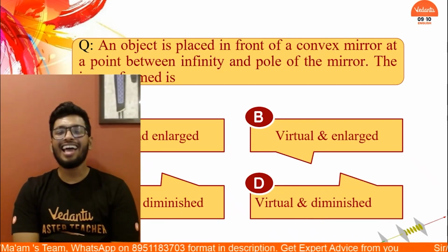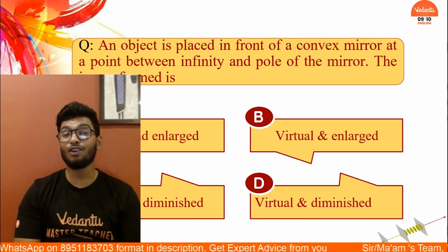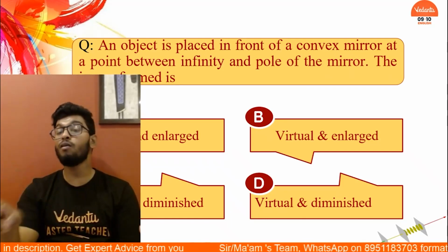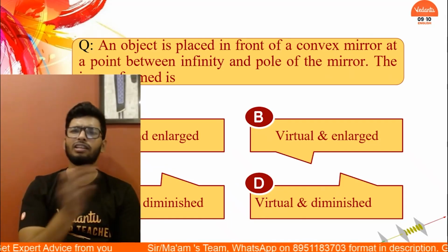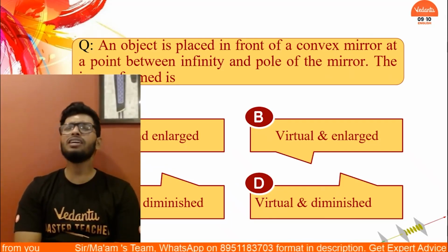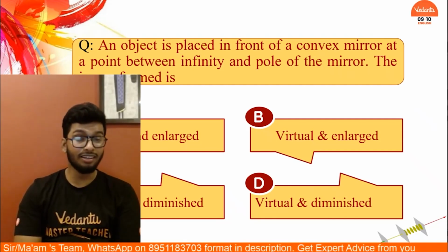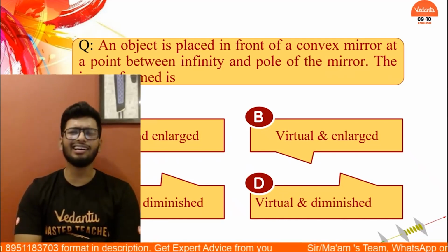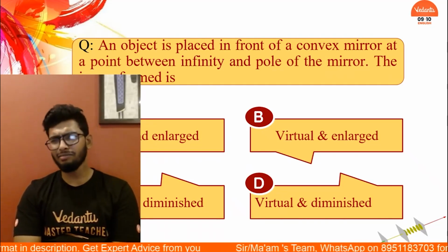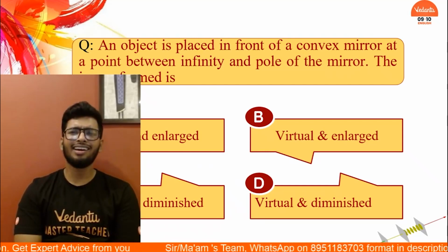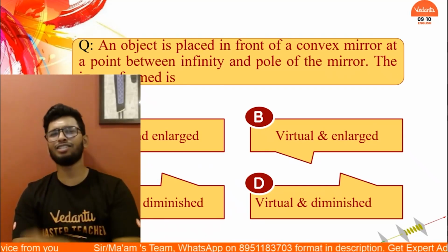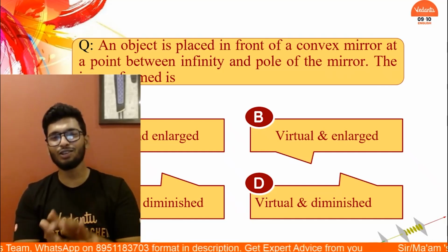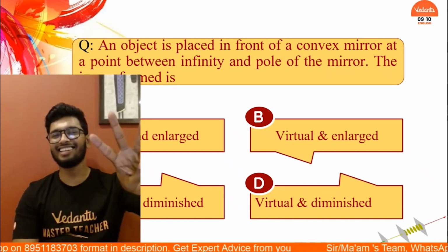Here's another one. An object is placed in front of a convex mirror at a point between infinity and the pole of the mirror. So the object is placed between infinity and the pole. The image formed is real and enlarged, virtual and enlarged, real and diminished, or virtual and diminished. I'm pretty sure you have already put the answer in the chat box. Hats off, kudos to you people. Let me tell you the answer in 3, 2, 1.